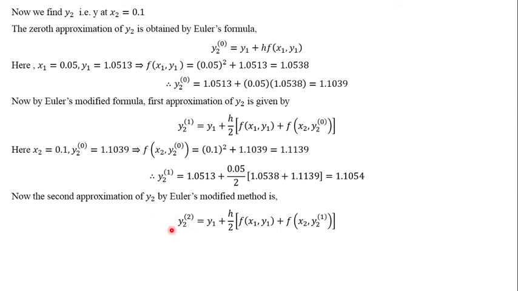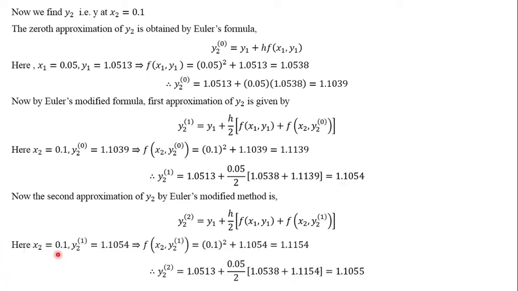So the second approximation of y2 uses the formula y1 plus h by 2 f at x1 y1. Here is the change: instead of this y we have the first approximation of y2, and that is 1.1054. So your x2 is 0.1. The first approximation of y2 is 1.1054. So using this you can find f at x2 y2 first approximation and this is 1.1154.